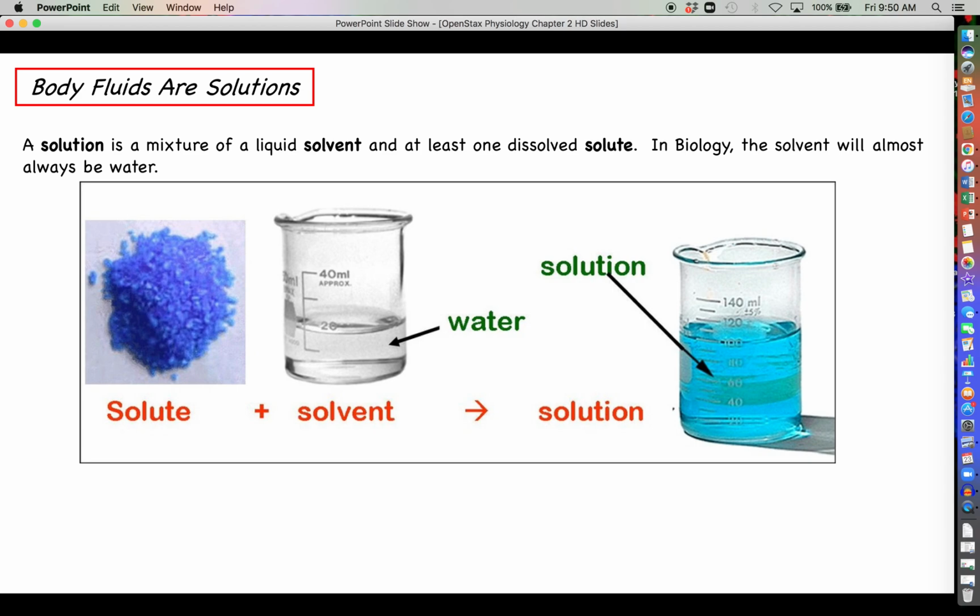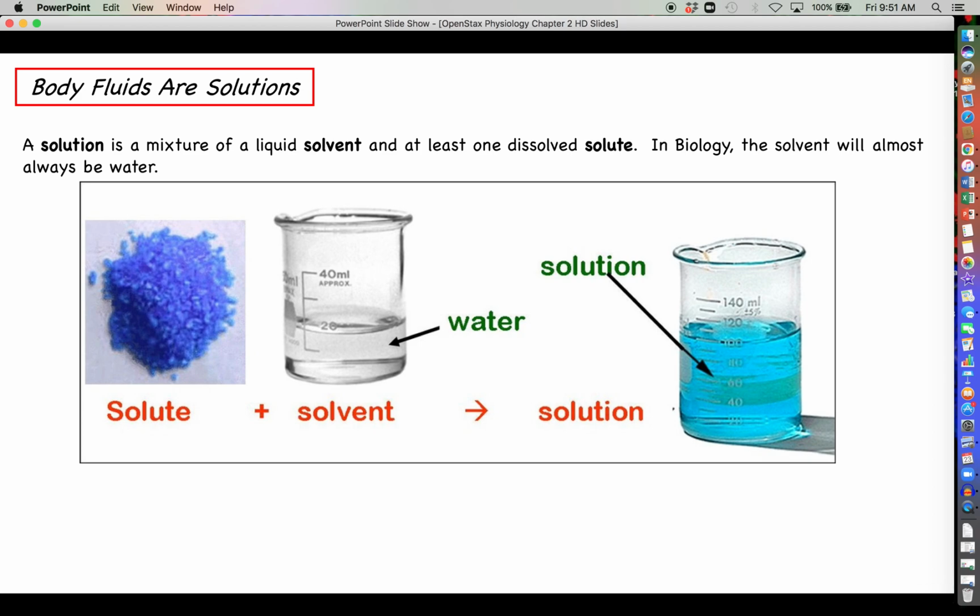are solutions. And a solution is just a mixture of a liquid solvent and at least one or possibly more dissolved solutes. Now, obviously in biology, your solvent is exclusively going to be water, and we're going to see as we make our way through this discussion just how important water and its capacity to form hydrogen bonds is. So this picture that you're looking at here gives you a visual representation of how a solution is put together. You've got your solvent.